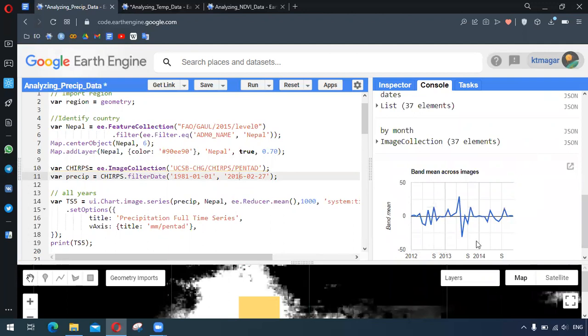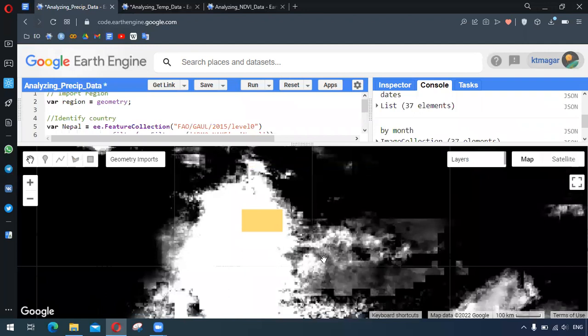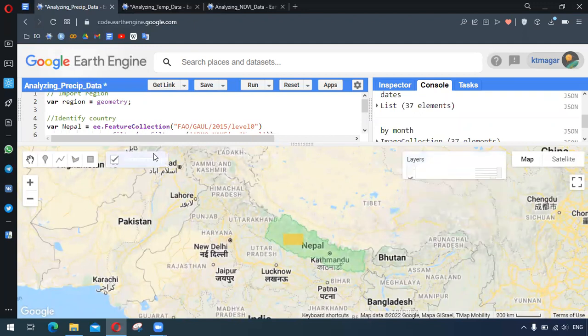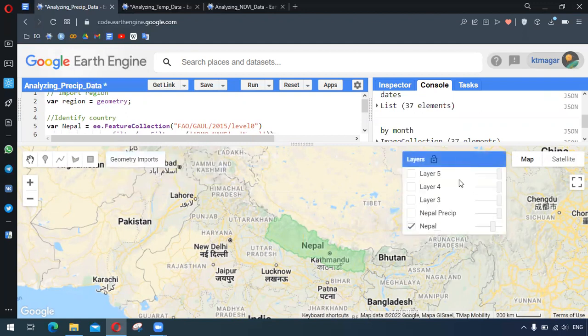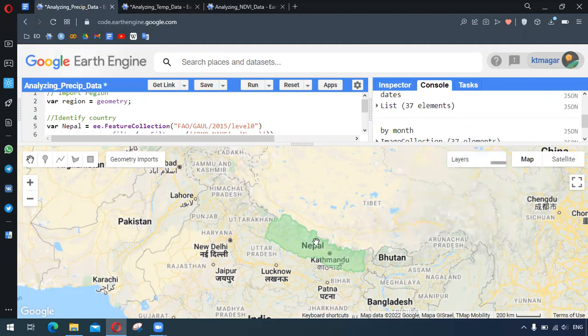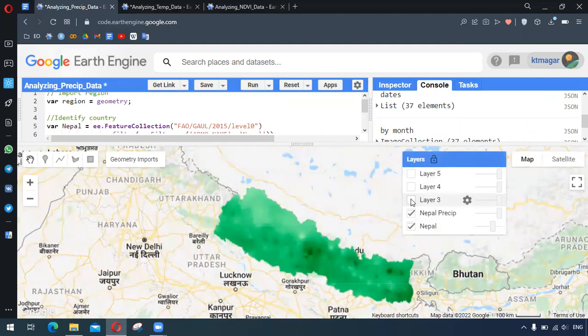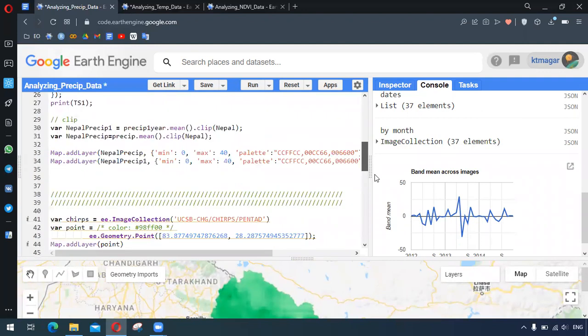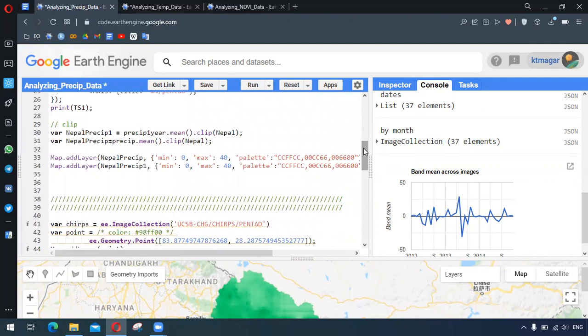And we get different years. You can see here the first layer is Nepal, and the other layers are precipitation. So we can explore more on the layers tab and can play with other colors as well.